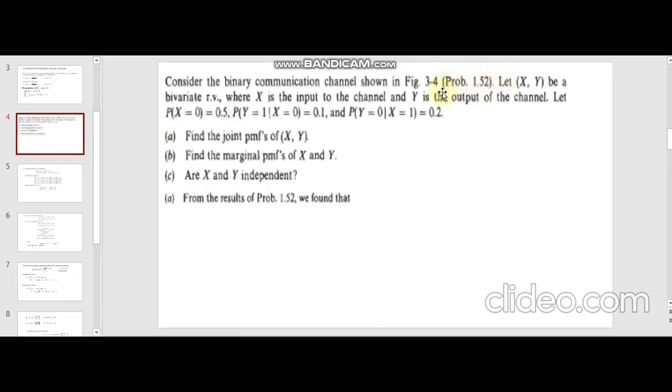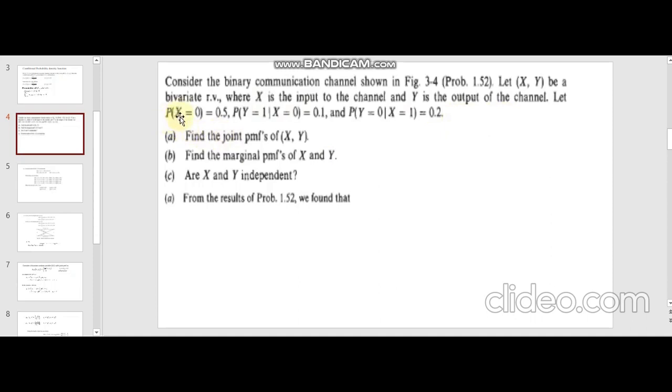This problem we have already talked about in our textbook. It is related to problem 1.52. Let XY be a bivariate random variable where x is the input to the channel and y is the output of the channel. Thus random variable x defines the input of the channel and random variable y defines the output of the channel.